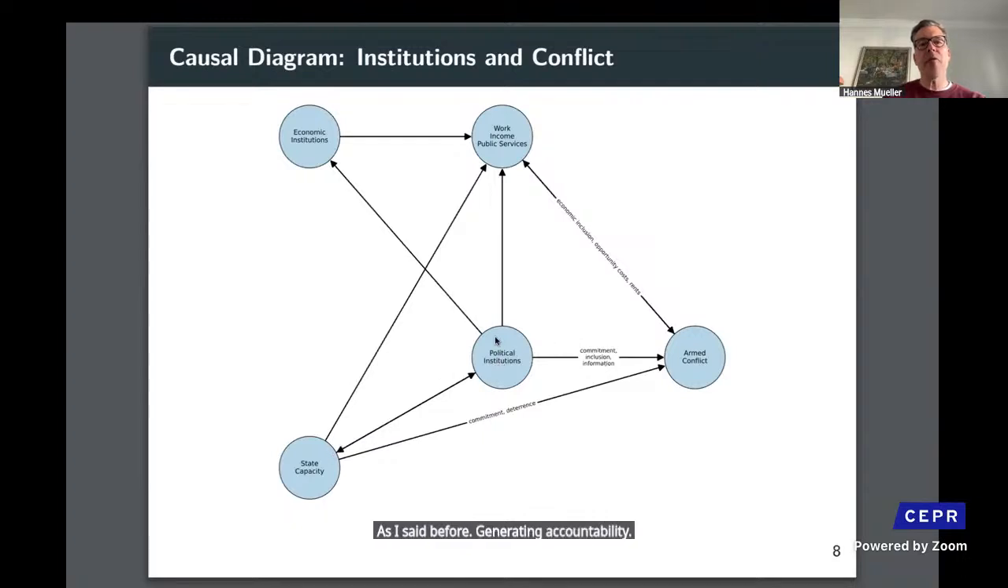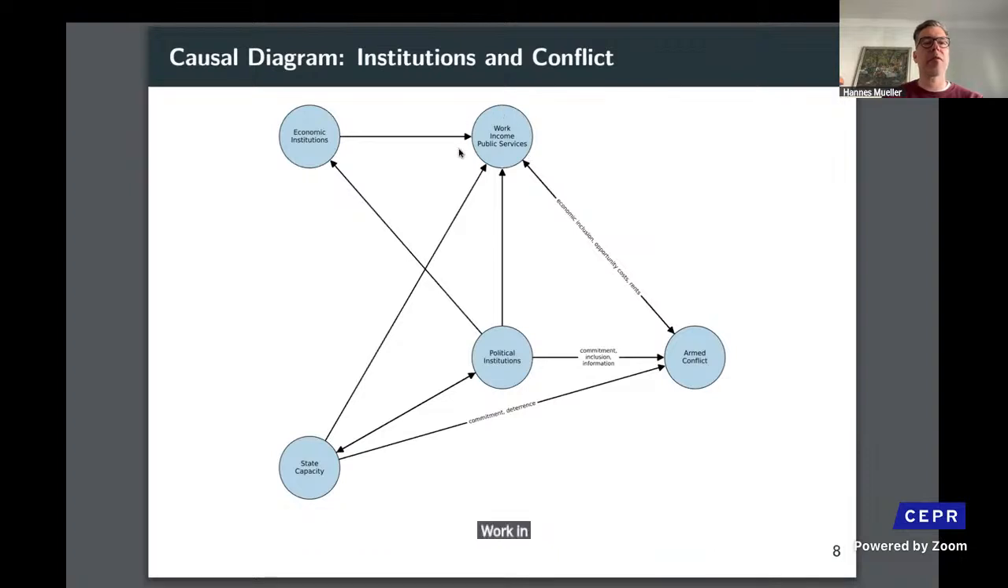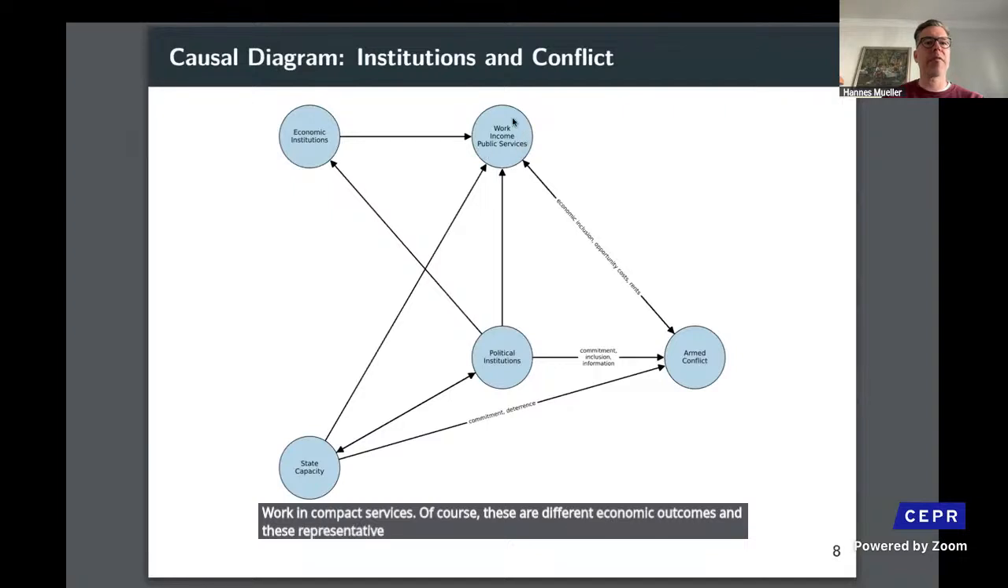And then both of these institutions affect armed conflict outcomes indirectly through the way they affect the economy, and this actually has two channels. Political institutions affect economic institutions directly, and then economic institutions affect work, income, and public services. These represent just different economic outcomes, three very interesting channels, but of course there's more. In economic institutions, you should think of property rights, labor markets, and so forth. And these in addition affect economic outcomes.